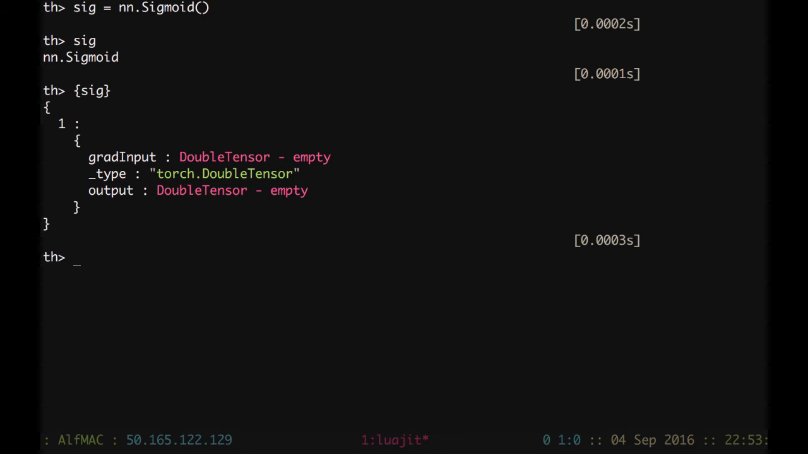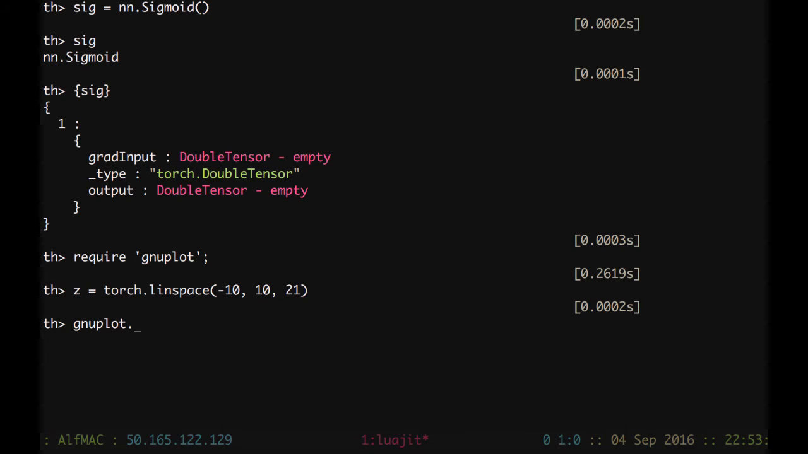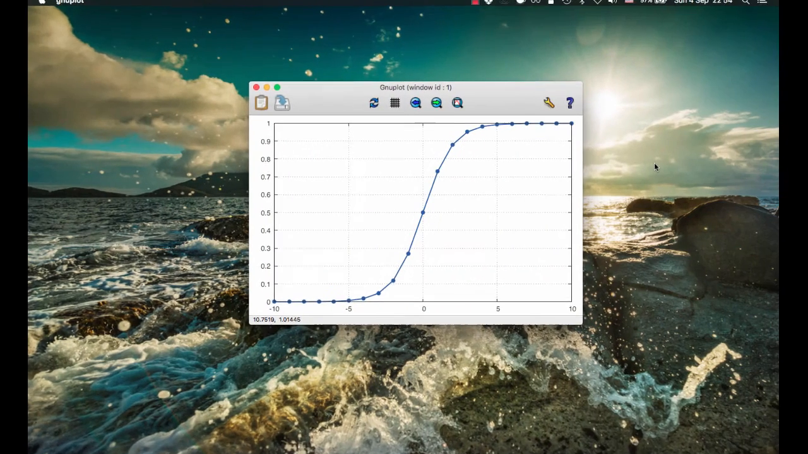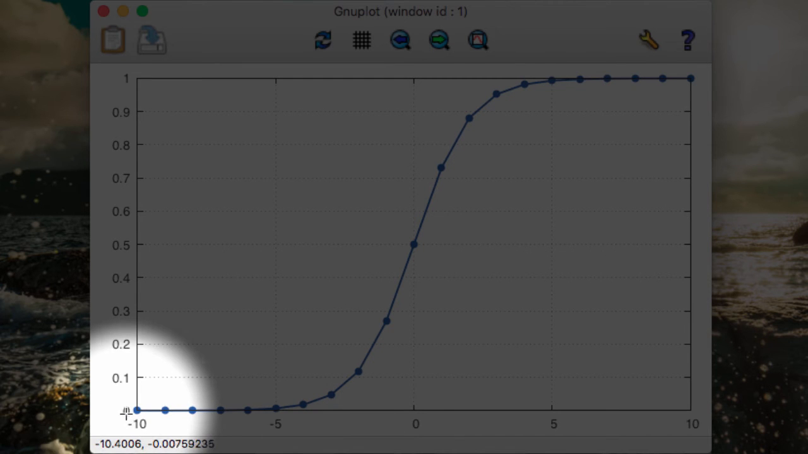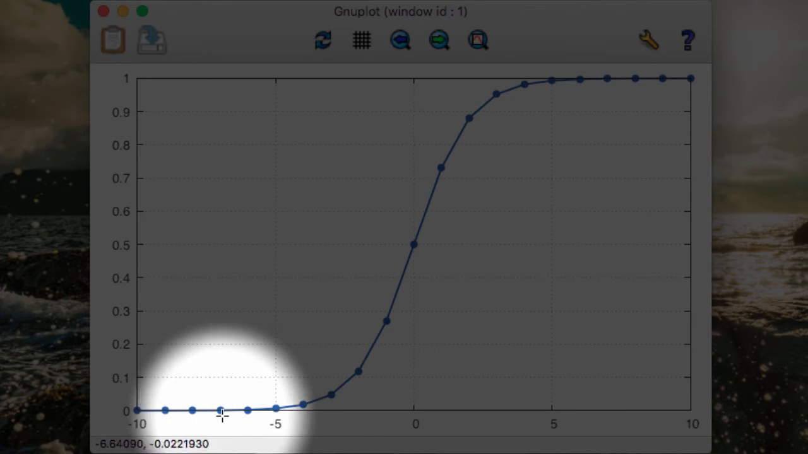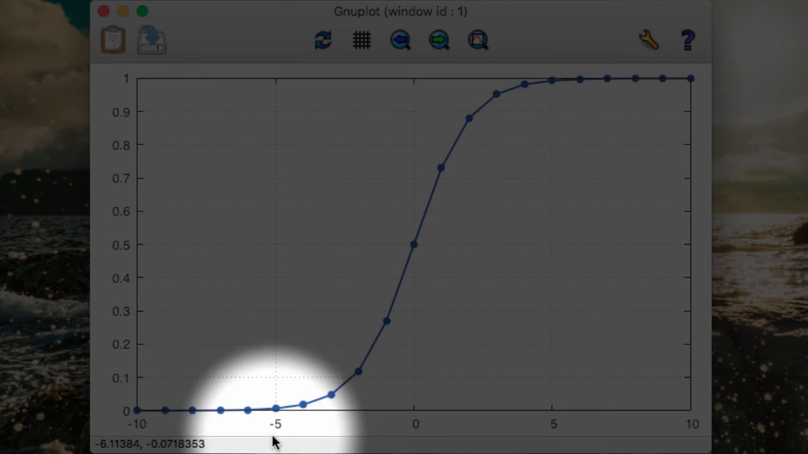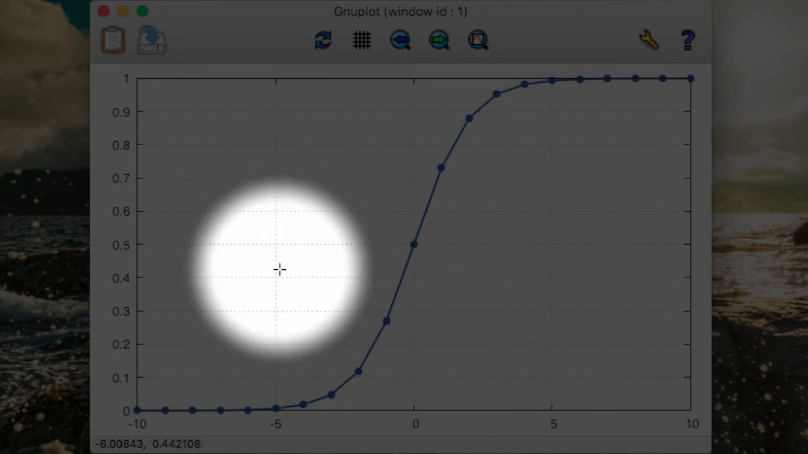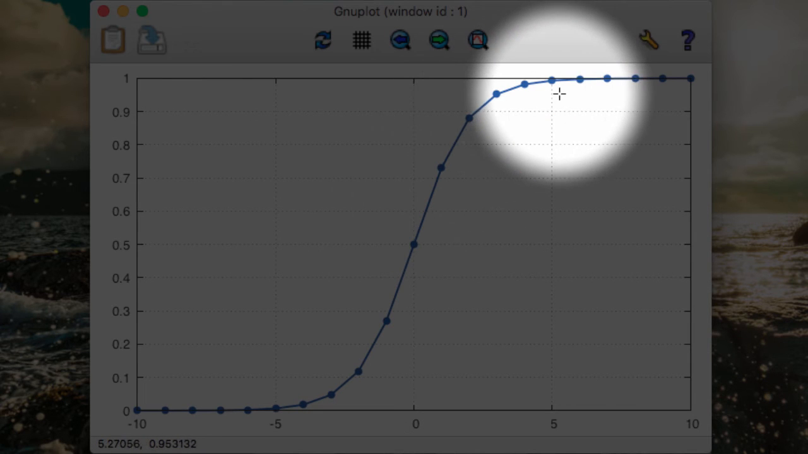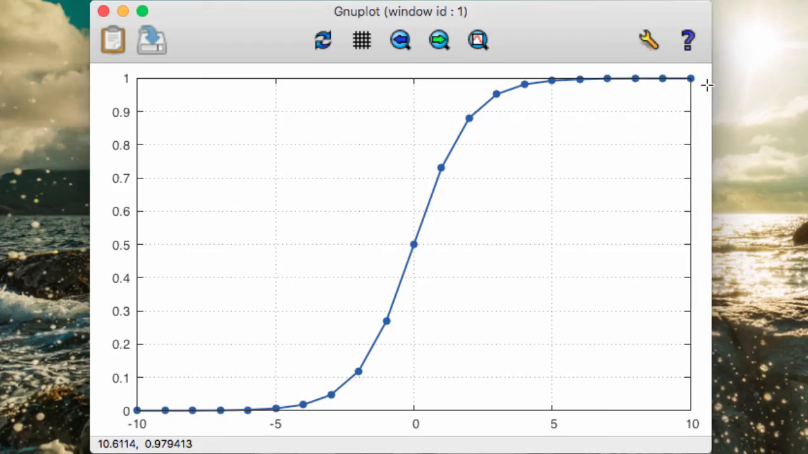Let's see how this sigmoid looks like. So let's require gnuplot, and then we can do, for example, z equal torch.linspace from minus 10 to 10 with 21 points, and then we can plot z and sigmoid, to which we forward the z. And here we have the sigmoid. It goes to zero basically for numbers lower than minus 5, it hits 1/2 for x equals 0, and for x greater than 5, it approaches 1.